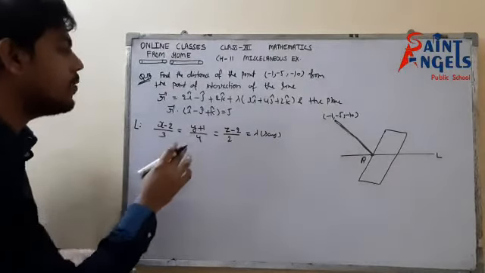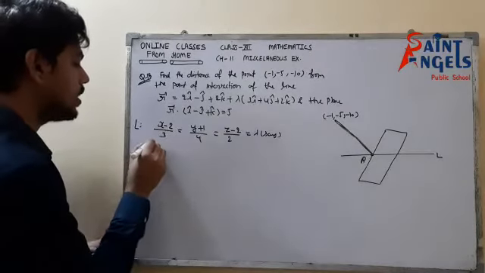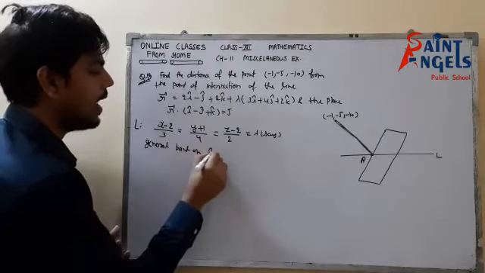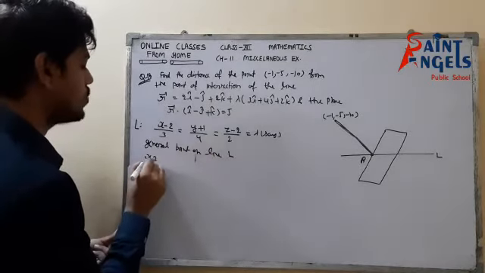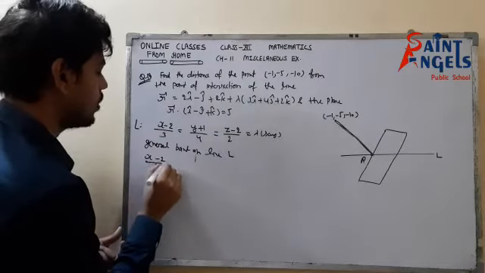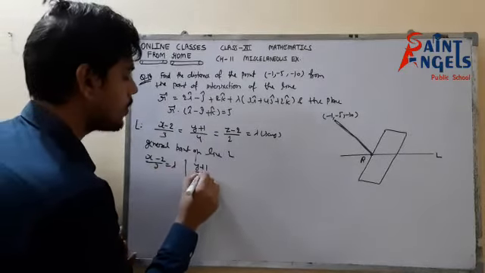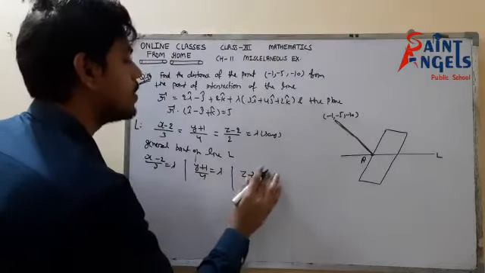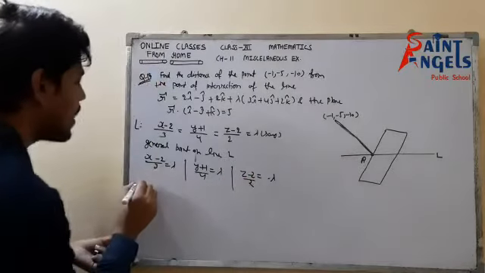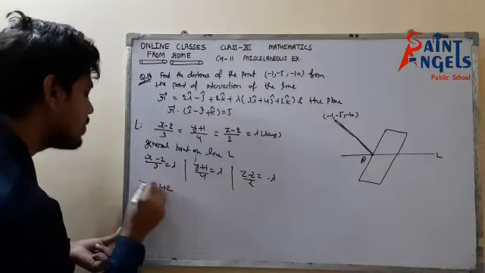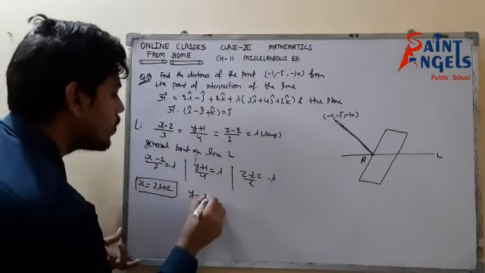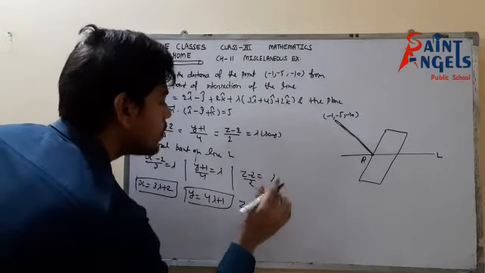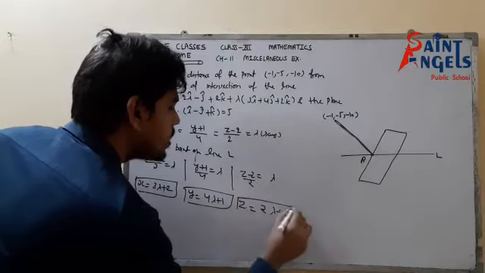Okay, so now from here we will find the general point on line L. Because that would be x minus 2 upon 3 equals to lambda, y plus 1 upon 4 equals to lambda, and z minus 2 upon 2 equals to lambda. Okay, so from here x would be 3 lambda plus 2, y would be 4 lambda plus 1, and z would be 2 lambda plus 2. So we have found the general point on line.